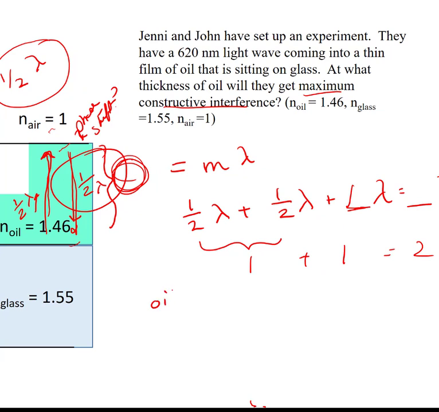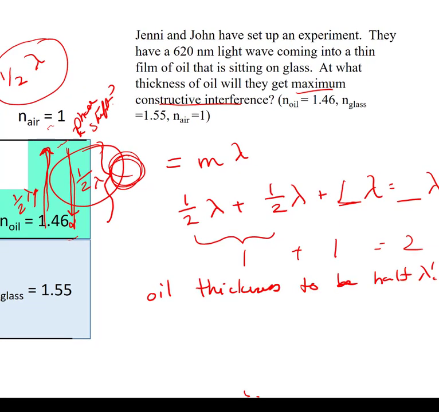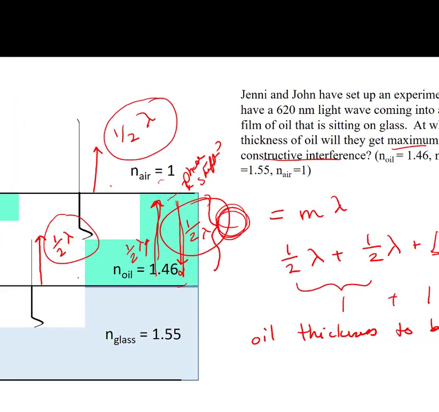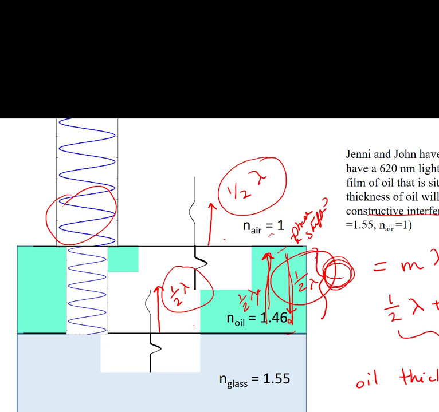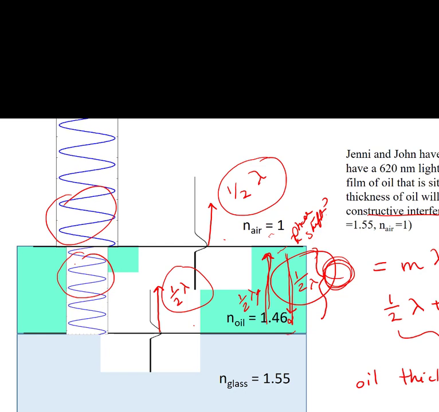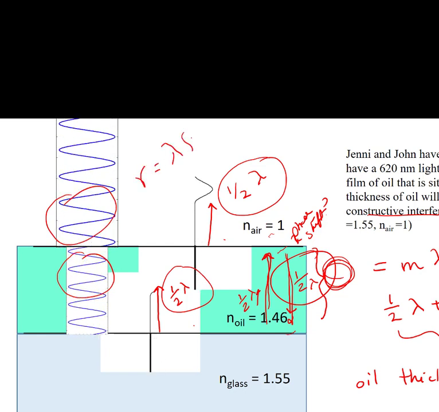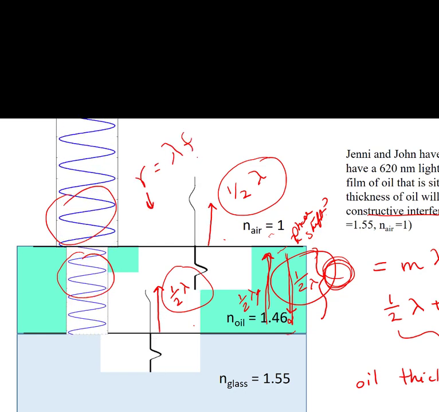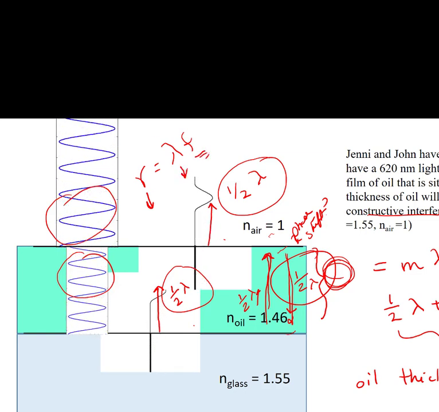So we want the oil thickness. Oh, that should be easy. Our wave was 620 nanometers coming in. Half of that is 310. But wait a minute. What happens? Remember this wavelength? That's the 620 nanometers. What happens when it gets into oil? It slows down. And when the velocity slows down and the frequency stays the same, v equals lambda f. If v decreases and frequency stays the same, the wavelength has to decrease. So we want half of a wavelength.